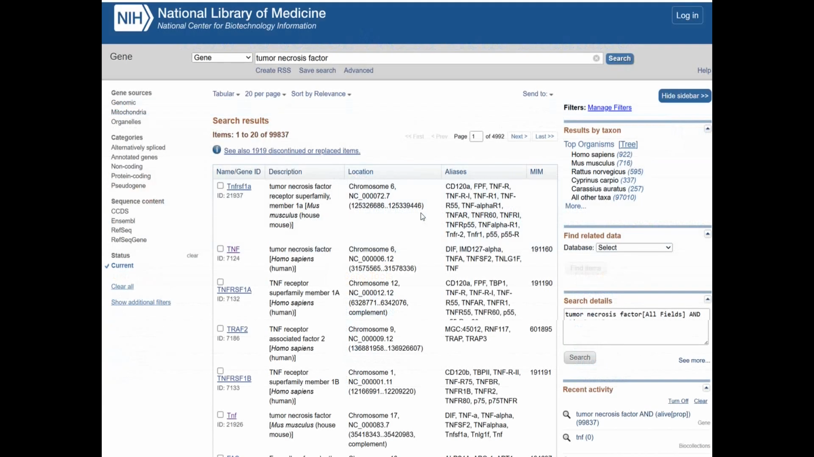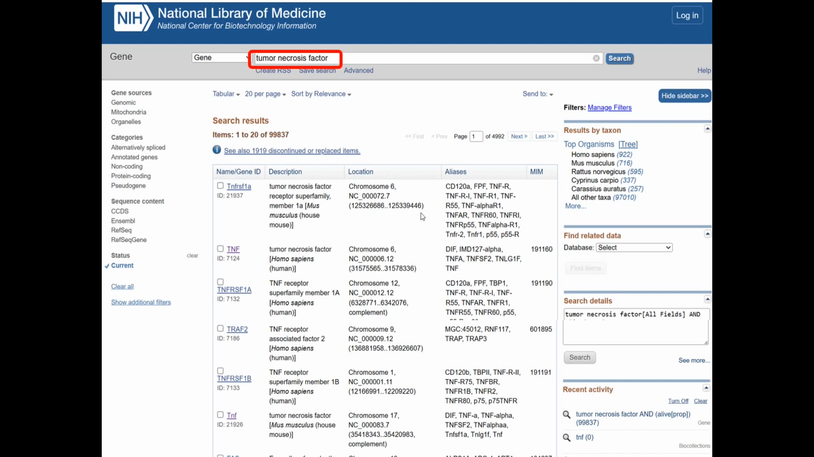What we're going to do today is to do some searches in the gene database to get familiar with how it works and with the different filters that it has. So here I started from tumor necrosis factor. It's an important gene for immunologists. It's a pro-inflammatory cytokine that has a central role in a lot of defense mechanisms as well as inflammatory diseases.